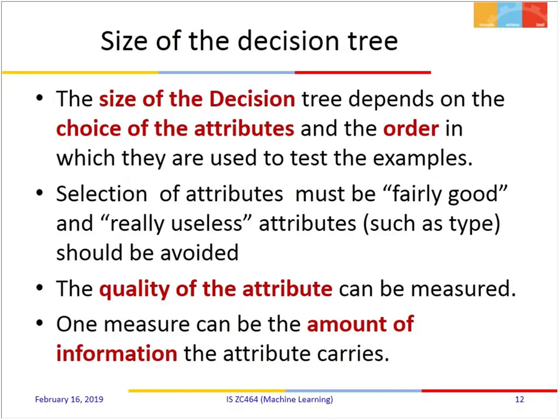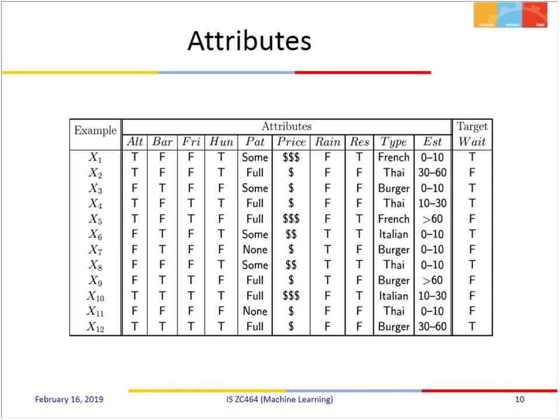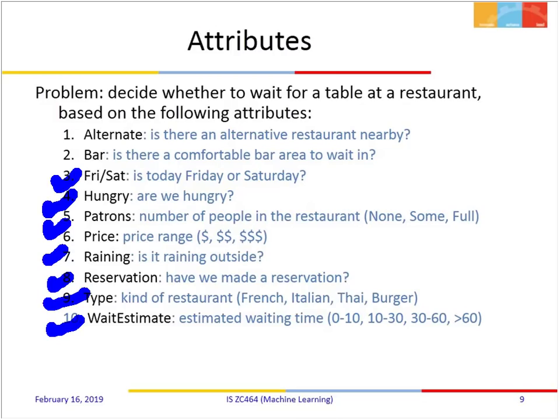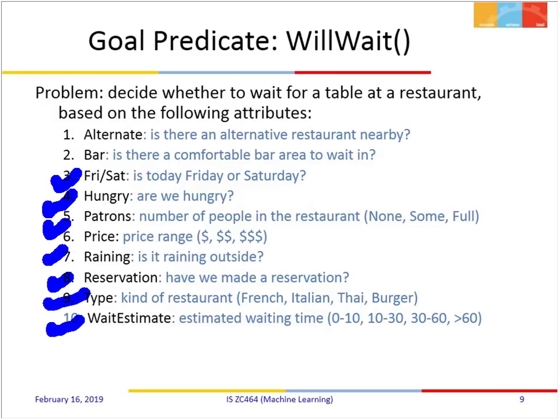The size of the decision tree depends on the choice of the attributes and the order in which they are used to test the example. So selection of attributes must be fairly good, and really useless attributes such as type should be avoided. You can always look at some of those details. Probably I'll come back to the same slide about the attributes. And you can always say that this is something which is not so important, maybe the type, the kind of restaurant it is.